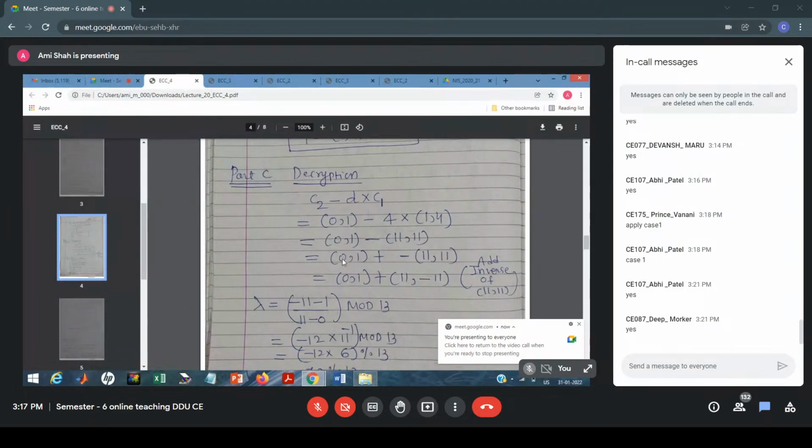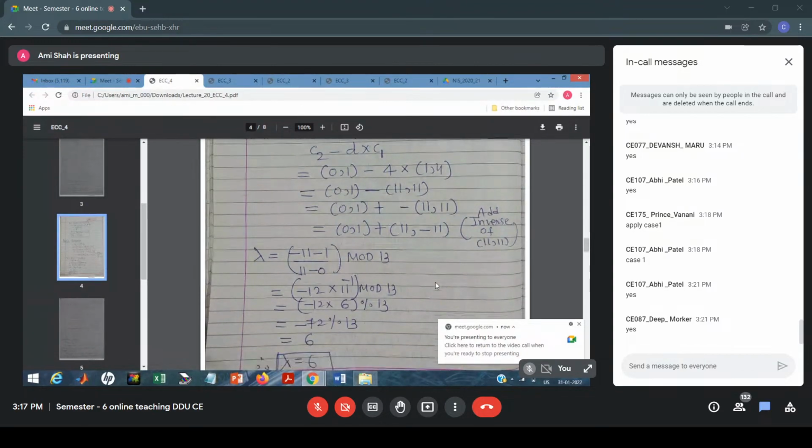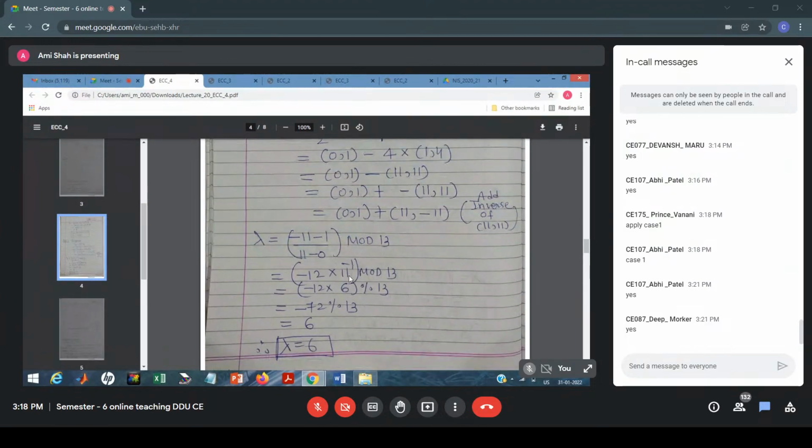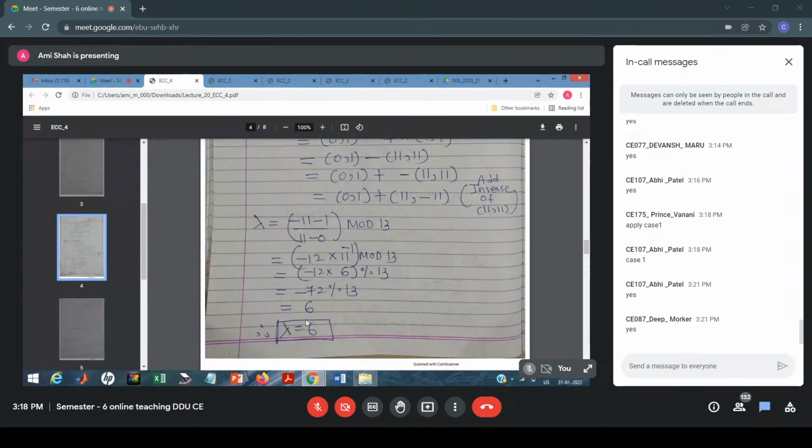So here you are getting (11, 11). Instead of that, can I write it this way: (0, 1) plus minus (11, 11)? If it is negative, then all of you know the additive inverse of (11, 11), which is case number 3 that I have already discussed. So I'm getting (11, -11), and finally I'm applying case number 1. Lambda equals (y2 minus y1) divided by (x2 minus x1). When I apply that formula, I am getting lambda equals 6.